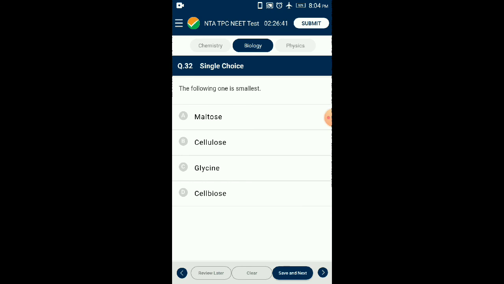Question number 32. The following one is smallest. Glycine is the smallest amino acid, one of the monomers of protein having a very low molecular weight and found under acid soluble pool also. So the answer for this question is option C, glycine. Whereas maltose and cellobiose are disaccharides, cellulose is a polysaccharide.